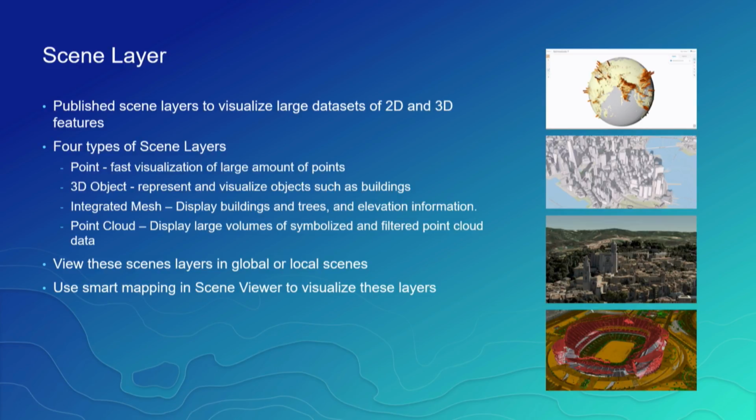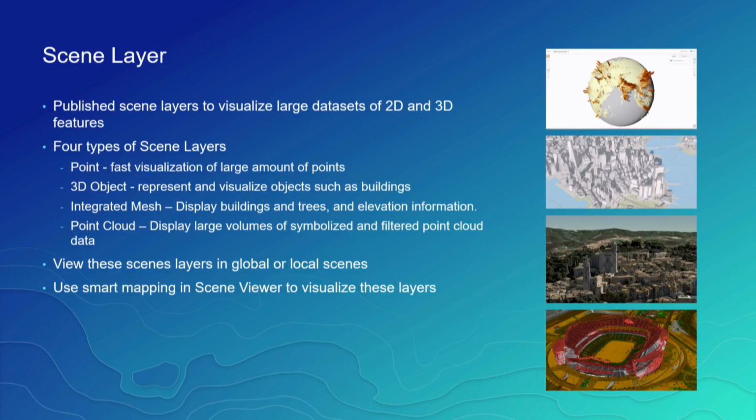First up, we'll talk about point scene layers. These are great for visualizing a large amount of points. In that image, and I'm going to show you a quick demo of that soon, is 80,000 points around the world looking at world population. And I can use 2D or 3D symbols with them. And these points only have an X and a Y, so you don't have to think, I need to have something that has an X, Y, and Z.